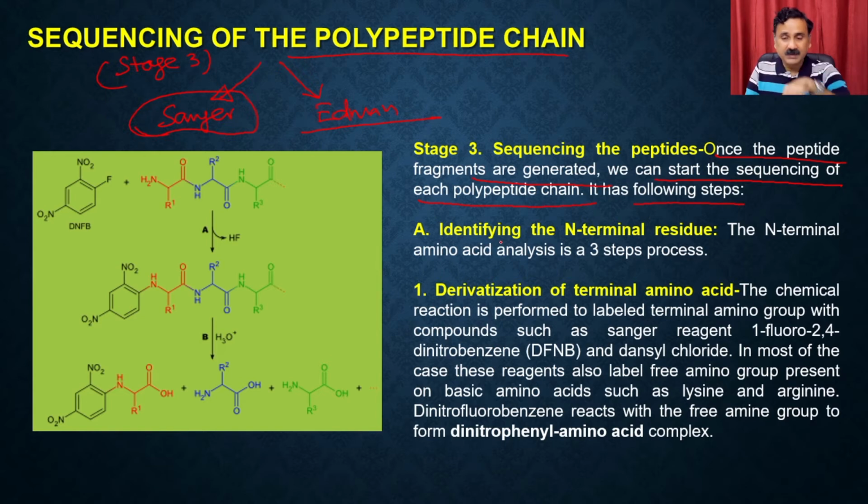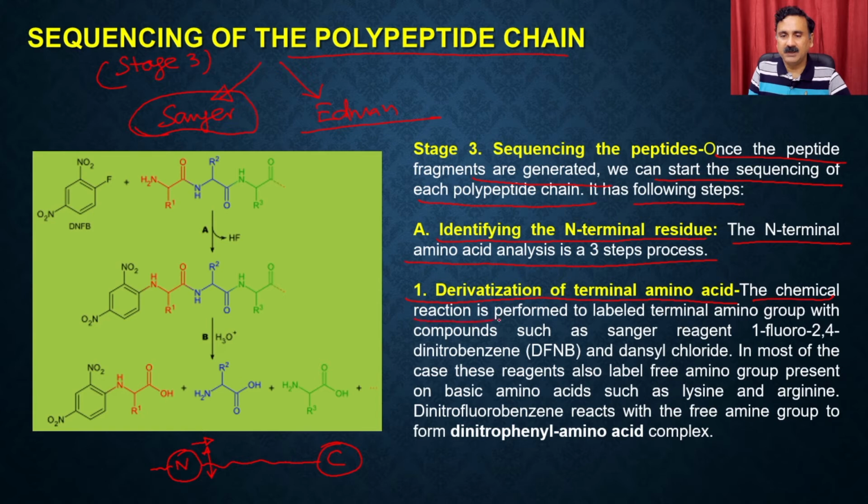So, first thing is you have to identify the N-terminus residues. The N-terminal amino acid analysis is being performed in 3 steps. Number 1, you are actually going to label the terminal amino acids. As I said, when we were talking about the primary structure, the primary structure has the N-terminal end and then it has a C-terminal end, right. So, what we are doing is we are first sequencing the protein from the N-terminus. For the first amino acid we are just using the labeling. So, we are labeling the terminal amino acids.